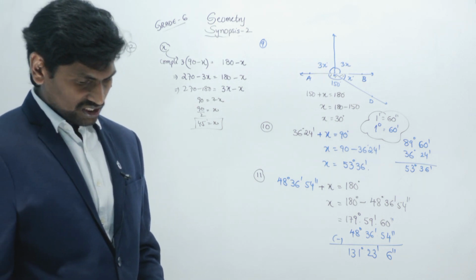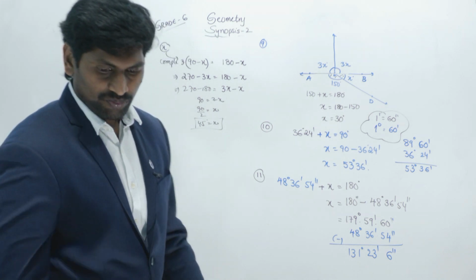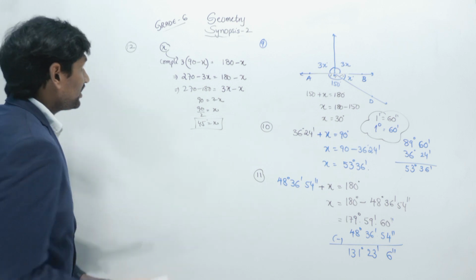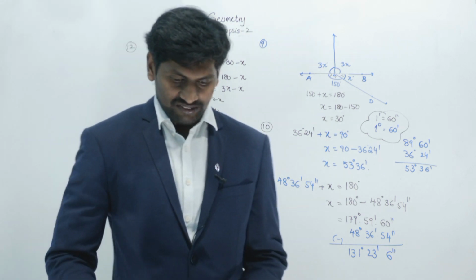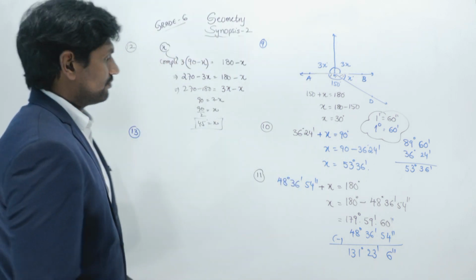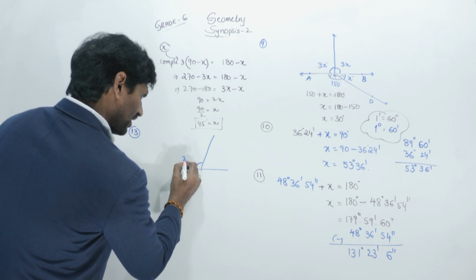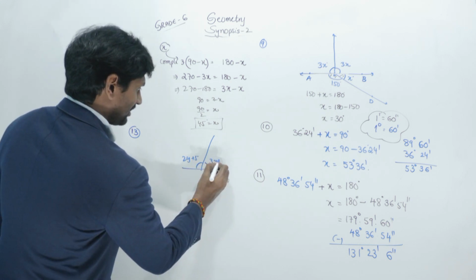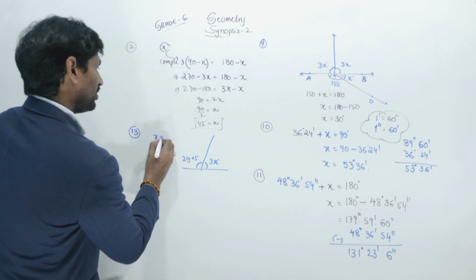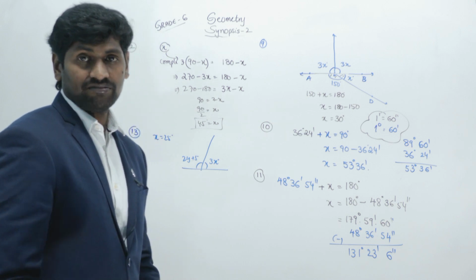Let us go to the 13th problem. The 13th problem is given that the x value is 25, then find the y value. From the figure, that is 2y plus 5 and here it is 3x. And the x value is 25, we need to find the y value.